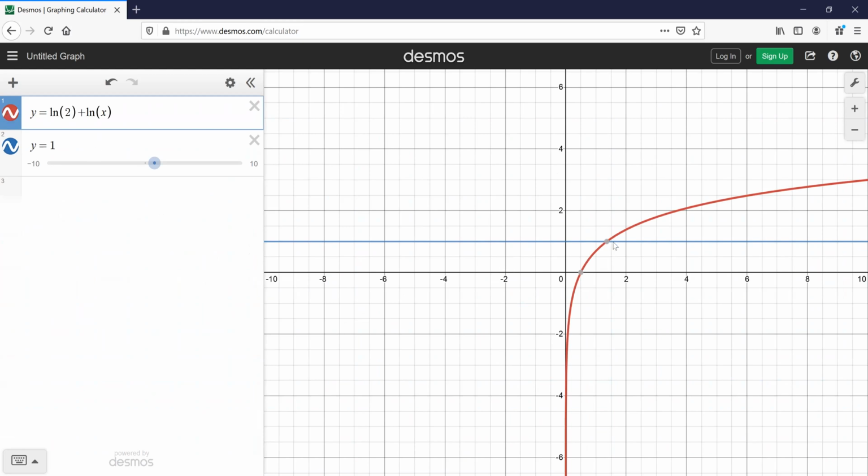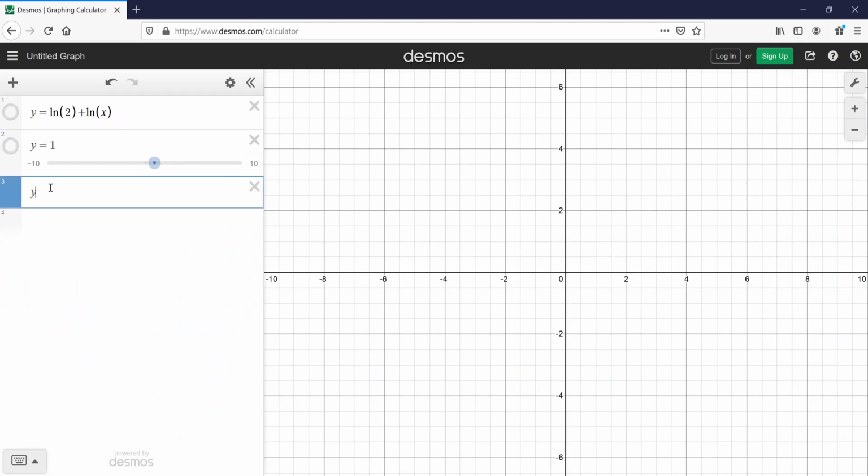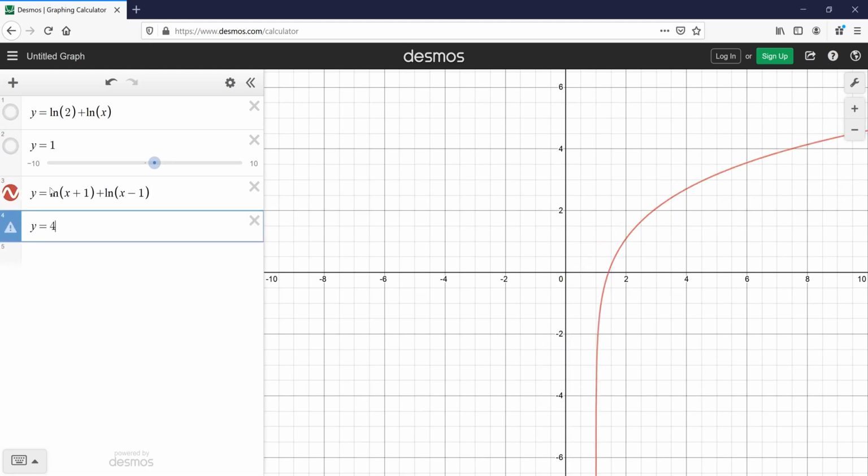So do you need to get the numbers down? No, I got it. Okay. So I'm going to read the next one here. It's natural log of x plus 1. So I'm just going to unhide these. So y equals natural log x plus 1, plus natural log x minus 1, and then y equals 4. You just find the intersection.